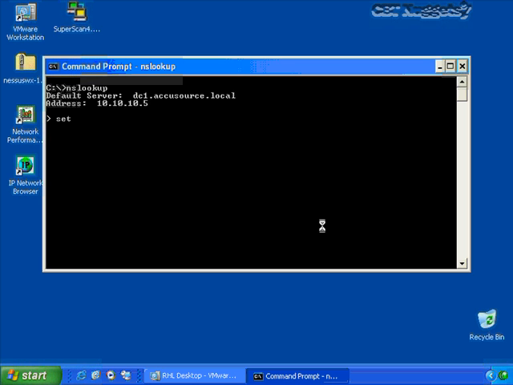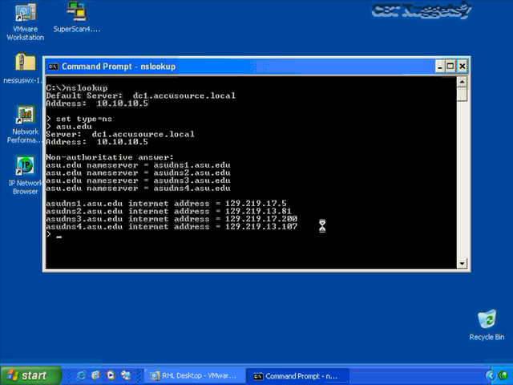So I'm going to set type equals NS. That stands for name servers. This is going to give me the authoritative name servers for whatever domain I enter in there. So what I'll do now is go ahead and type in a domain I'm interested in. Let's see, universities are pretty good. How about Arizona State University, asu.edu? Let's see what we get out of that. Okay, that tells me then who the name servers are there at ASU.